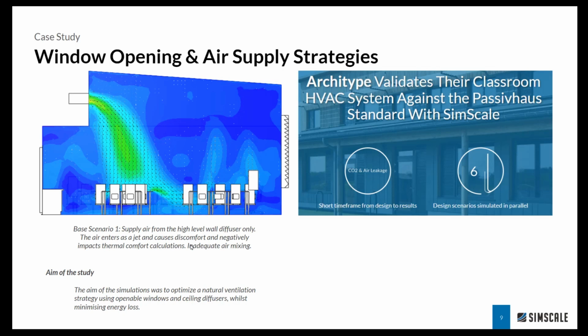And the next challenge was the existing air quality inside this classroom. The carbon dioxide levels were higher inside this classroom, and this needed to be addressed to make it more efficient, whilst also minimizing the energy losses using the passive house strategies. To achieve this, Archetype validated their cases. They ran different scenarios in parallel and then found out the optimal solution.